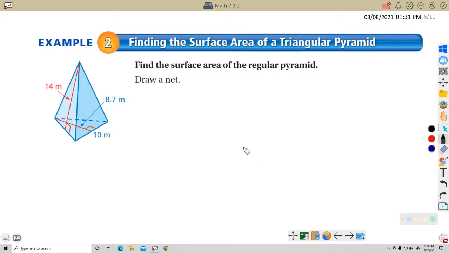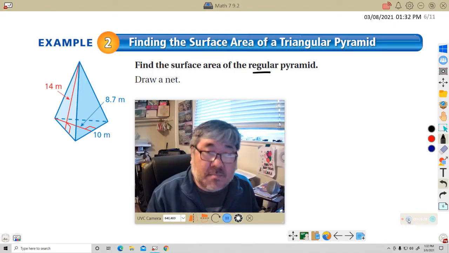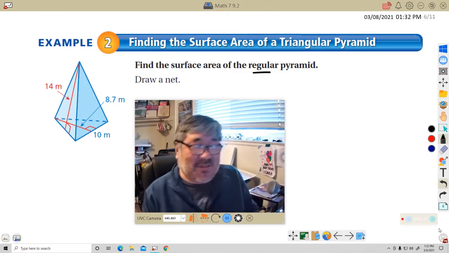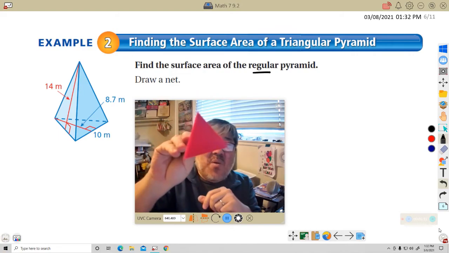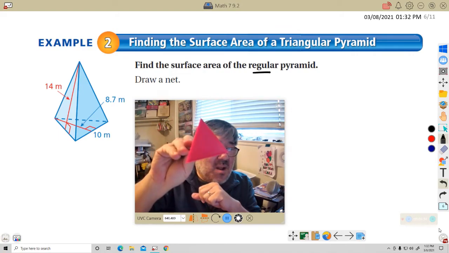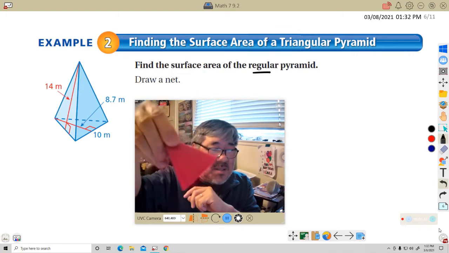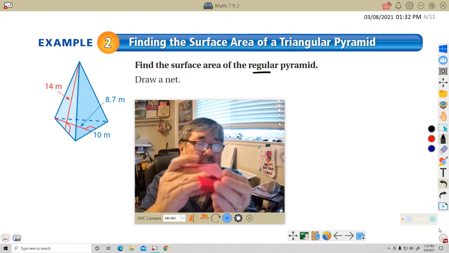Here we go. We're going to find the surface area of a triangular pyramid. So in this case, they're calling it a regular pyramid. What do I mean by a regular pyramid? They're saying that this base is equilateral. So let me show. Oh, okay. Here you go. So there's my regular base. It's an equilateral triangle base, and it unfolds.